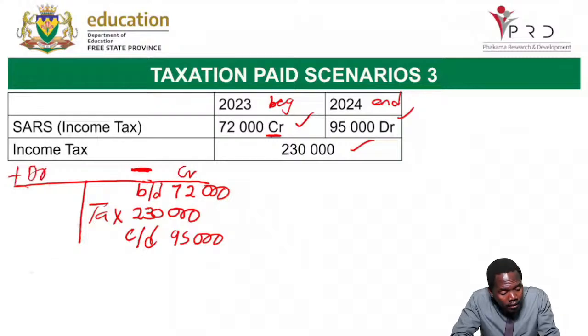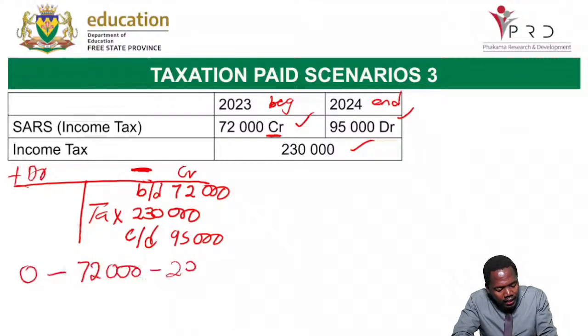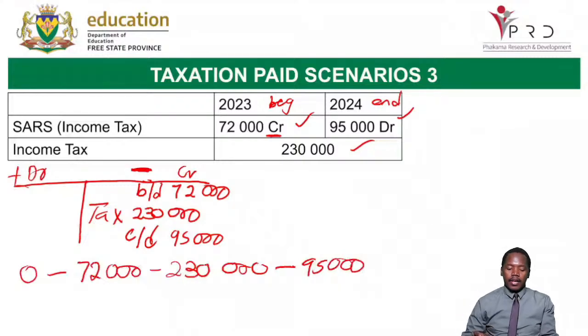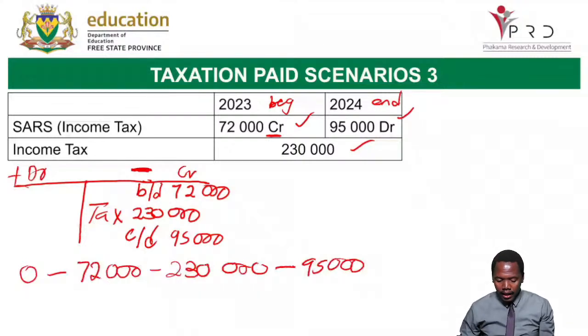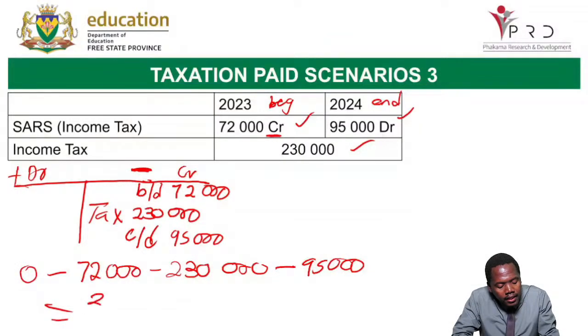So it is 0 minus 72,000 minus 230,000 minus 95,000. Okay? Can you see? All of them are a minus. So it's negative 72,000 minus 230,000 minus 95,000. Okay, let's do that again. 72,000 minus 230,000 minus 95,000. Then our answer becomes 397,000, which is an outflow.